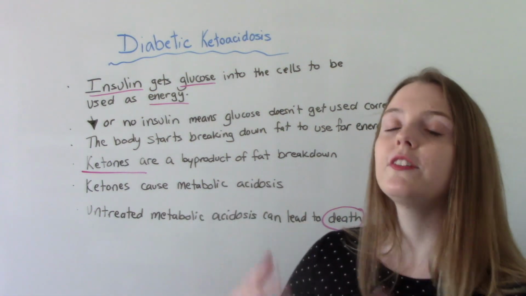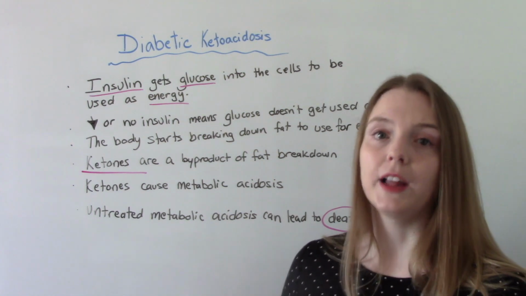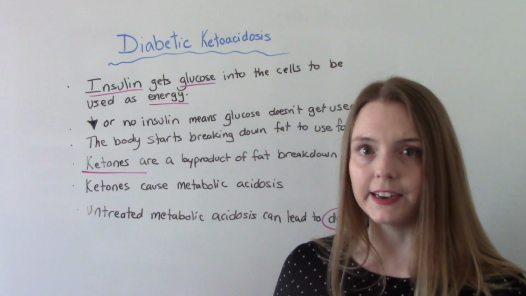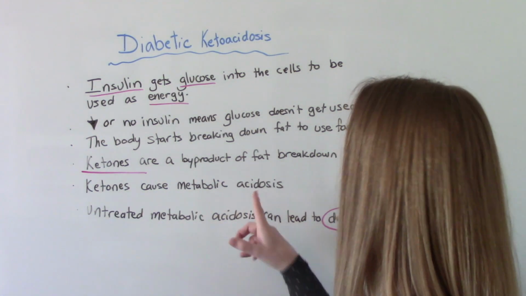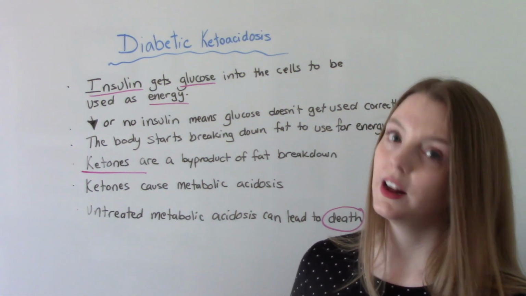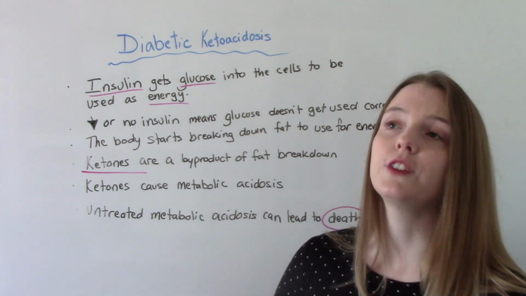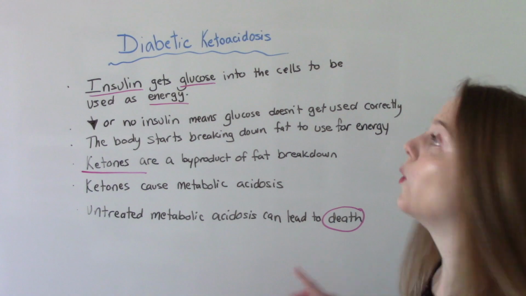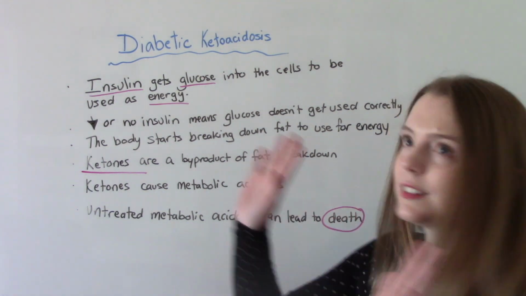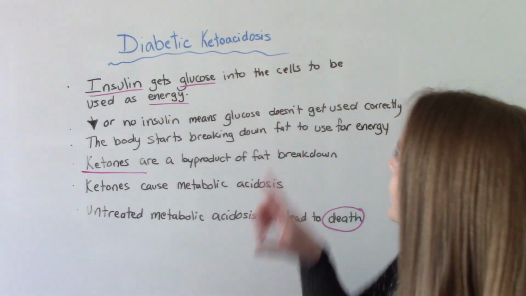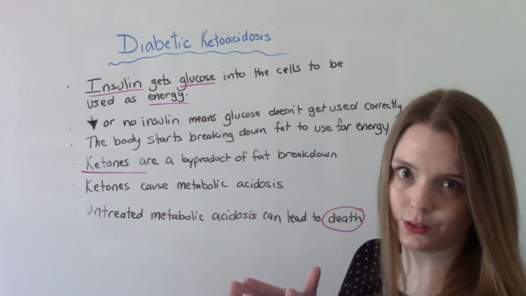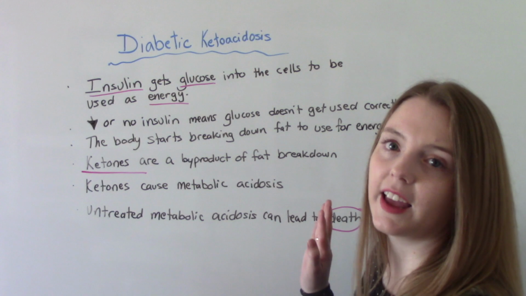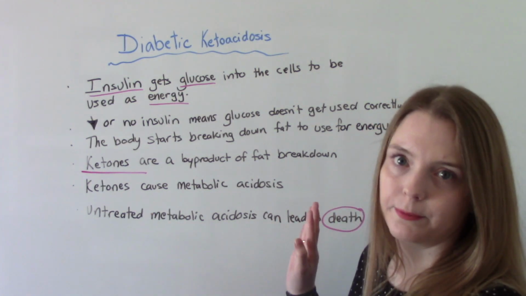And if enough of them build up in the bloodstream, it can make our blood more acidic. So it can put the patient into something called metabolic acidosis. And metabolic acidosis, if we don't do anything about it, can lead to death. So diabetic ketoacidosis, keto like ketones, acidosis like metabolic acidosis, this is very, very dangerous. This is a life-threatening thing that we do not want to happen.